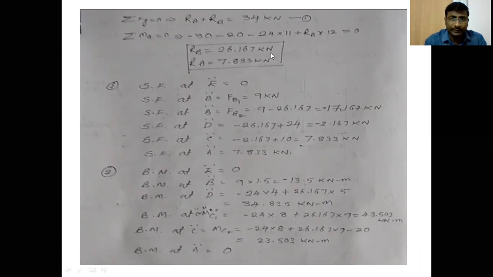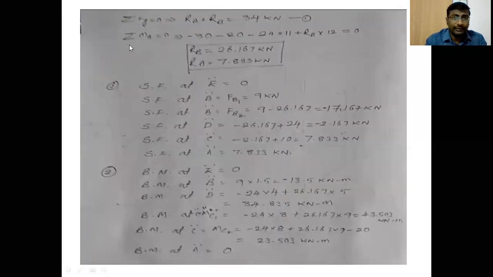By substituting this RB value into equation 1, RA value is 7.833 kilonewtons. These reactions are developed at the supports. Therefore, these are the reaction forces due to applied loads. Dear students, RB is 26.167, RA is 7.833 kilonewtons. How to get these reactions? By taking two equilibrium equations, sigma Fy equal to 0 and sigma MA is equal to 0. By taking these two equilibrium equations, we can get the reaction forces.